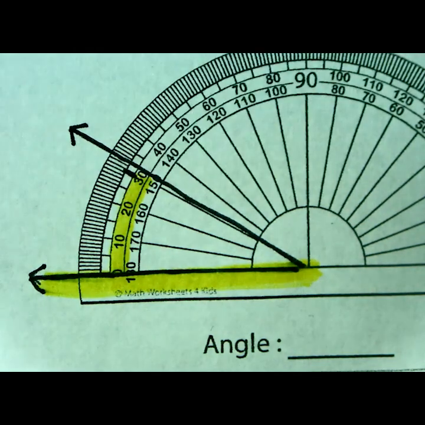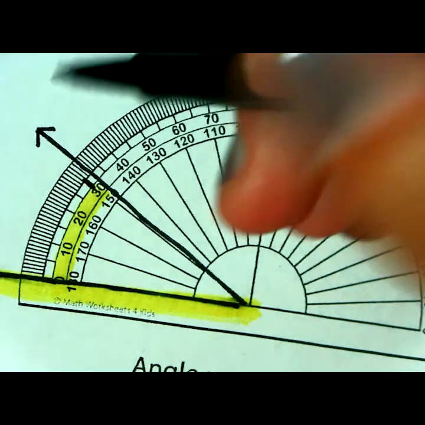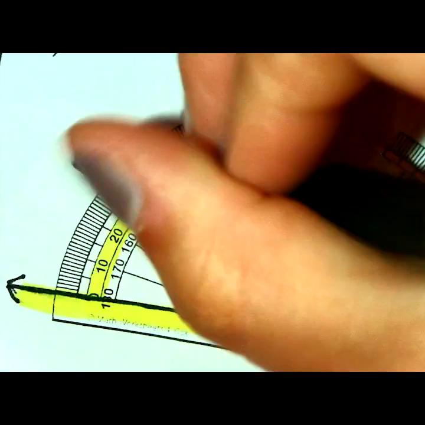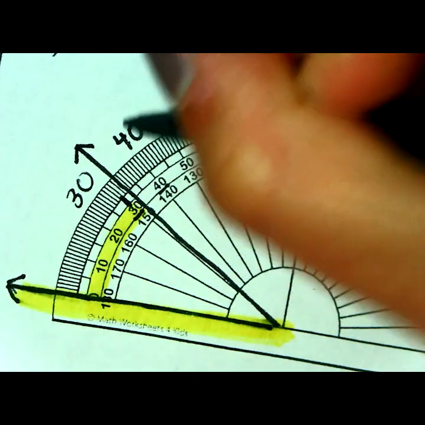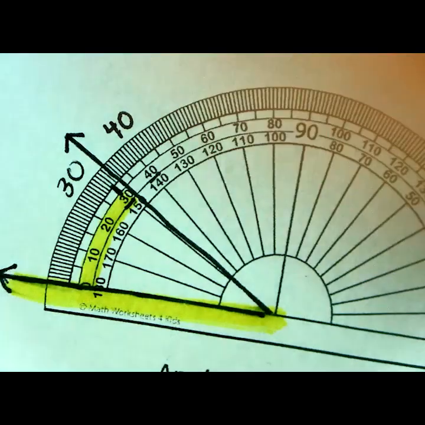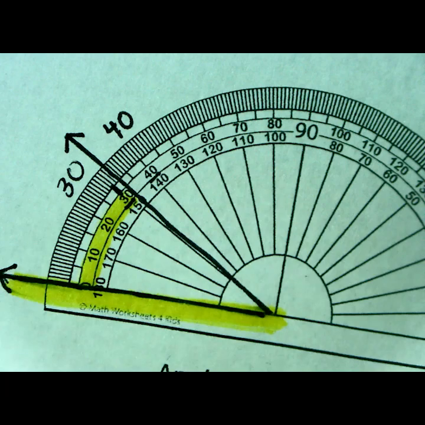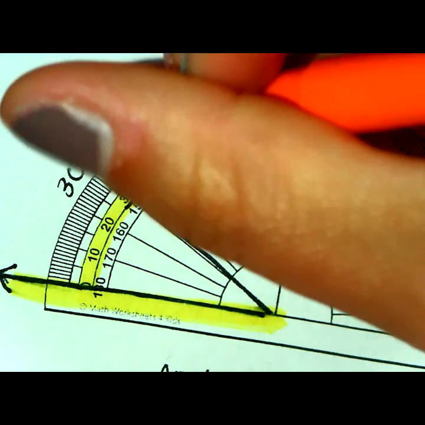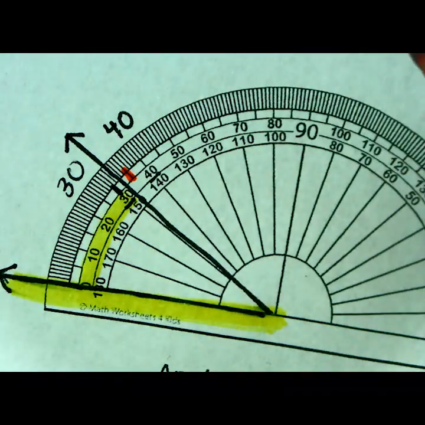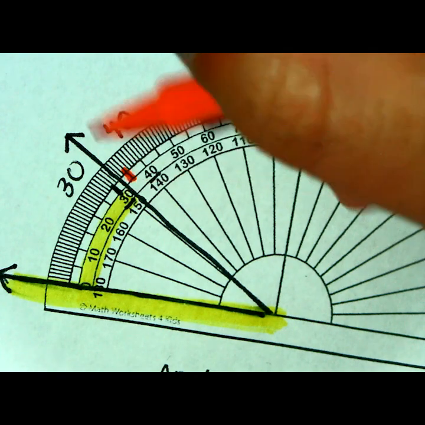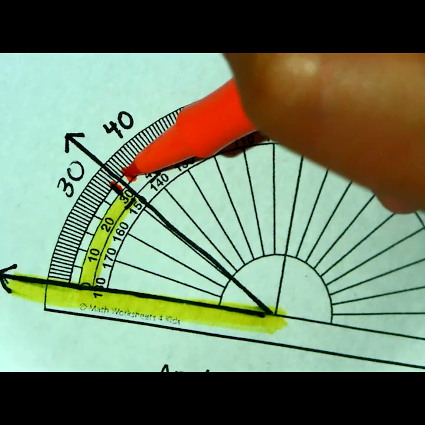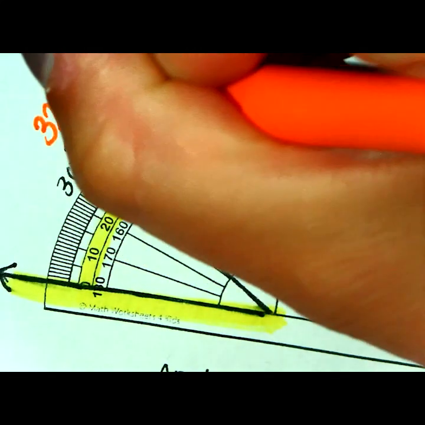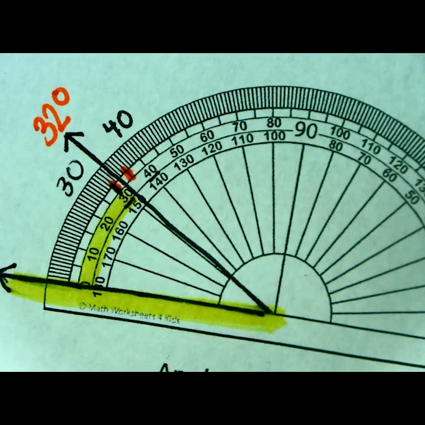So now we really have to turn on our brains and think, okay, this is 30 and this is 40. So my angle measure is going to be between 30 and 40. So where exactly does it pass through? If I look right here, I can see that the line right in the middle, that would measure 35, but it's not quite at 35 yet. It's between 30 and 35. I'm going to say it looks kind of like 32 degrees. So my angle measure is 32 degrees.